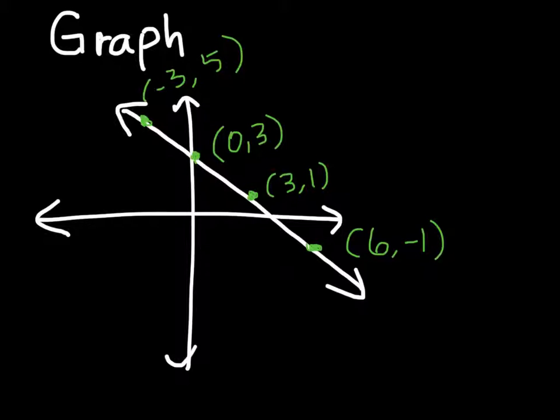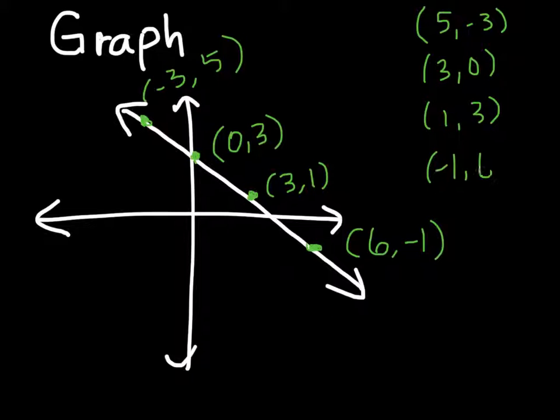So now if I was going to draw the inverse function of this line, the first thing I need to figure out is, what are my ordered pairs that I'm going to write? Well, my ordered pairs are going to be (5, -3), (3, 0), (1, 3), and (-1, 6). And now I'm going to plot those points on that graph. I'm going to use a different color just so that I can see it better.